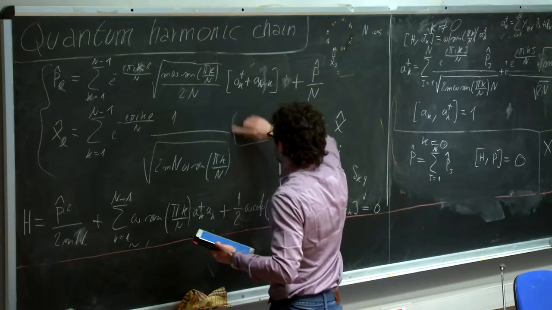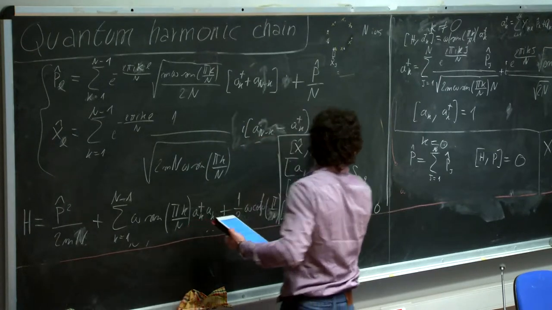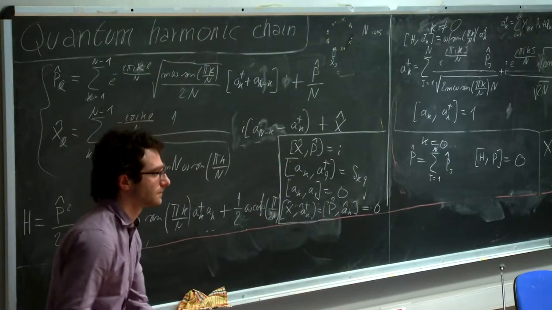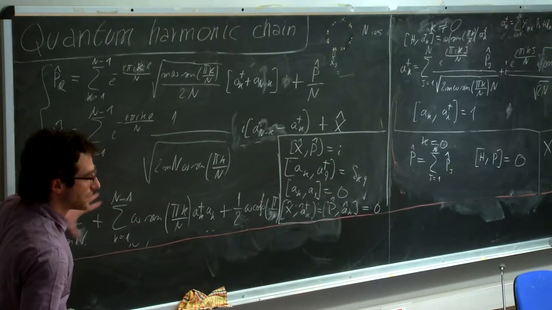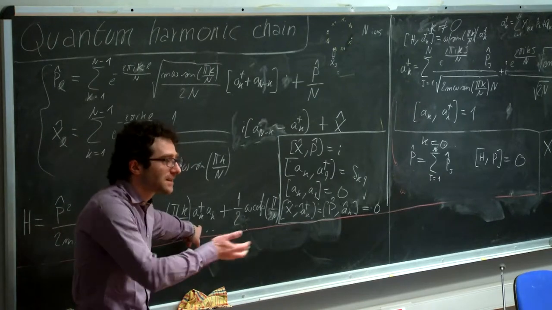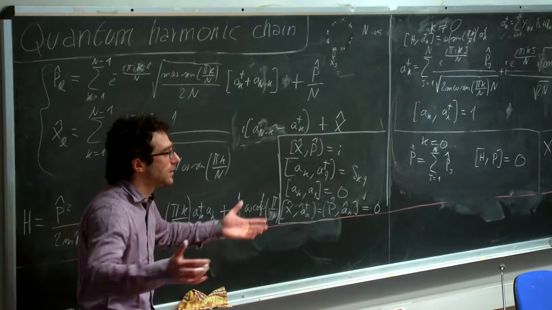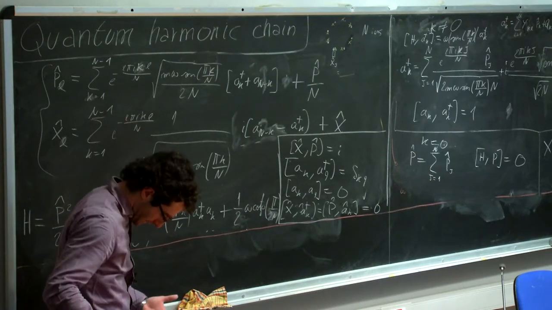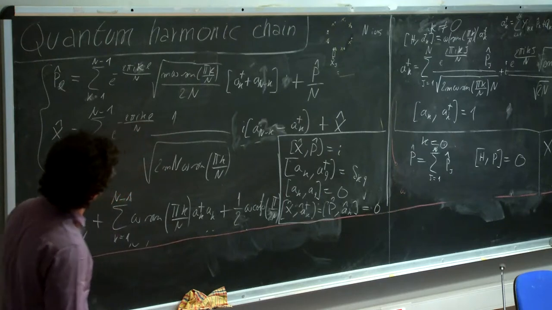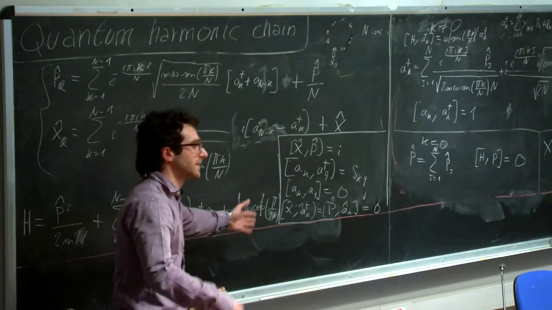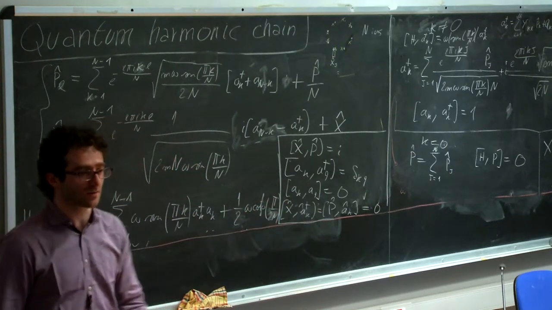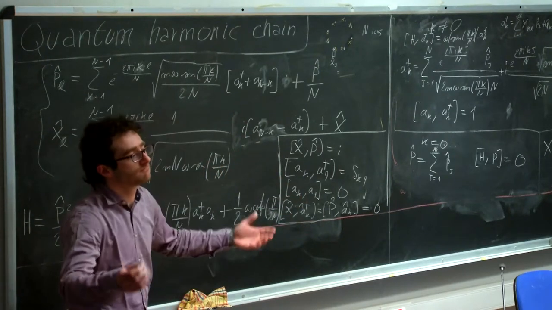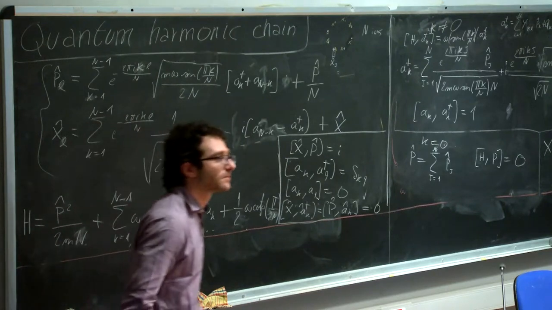This is something you should expect. This is the same as in the harmonic oscillator. Now we have more modes than the other case, so we have a slightly more complicated system, and there is a constant, like one half omega in the single harmonic oscillator. Here we have one half omega cotangent of pi over 2 capital N. Okay, you have to live with that.